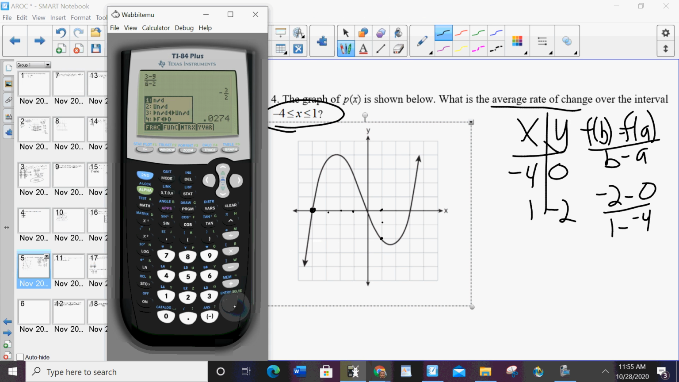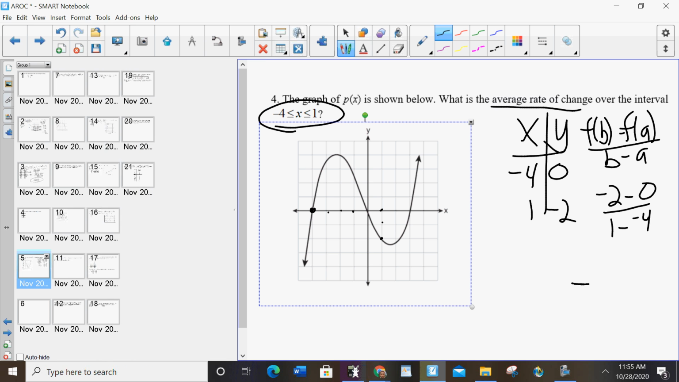Alpha y equals enter, -2 minus 0 over 1 minus -4. Make sure you write 1 minus -4, not 1 minus 4. That will not give you the correct value. And my answer is -2/5.